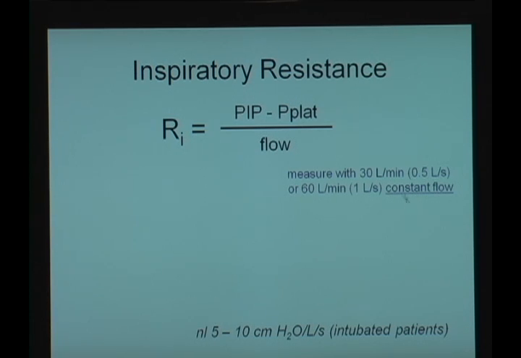And then it makes the math easier if we set the flow at either 30 liters per minute or 60 liters per minute, because the units are centimeters of water per liter per second. So if you can set the flow at 60, then the denominator is 1, and the airways resistance is PIP minus plateau. Makes the math much easier. Now that may result in a very short inspiratory time, so then you could choose a flow of like 30. In intubated patients, I don't like to see that being more than 10. For you or me, it's like 1 or 2.